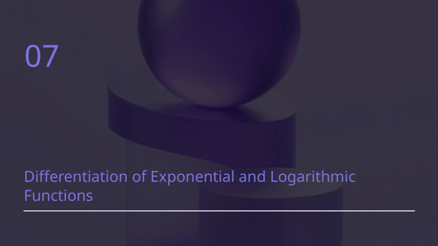On the other hand, when we differentiate logarithmic functions, like y equals log base a of x, the process is quite different. The derivative of a logarithmic function is proportional to 1 over x, multiplied by a constant that involves the natural logarithm of the base. This inverse relationship with x makes logarithmic functions behave quite differently from exponential ones.